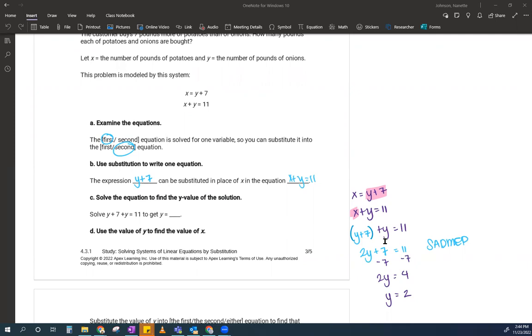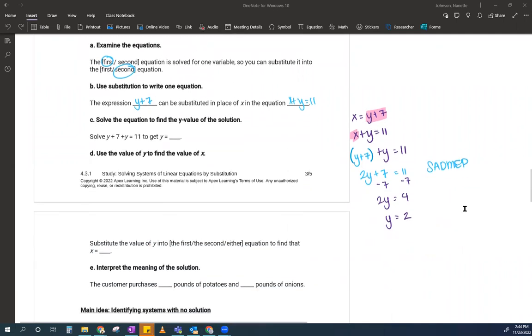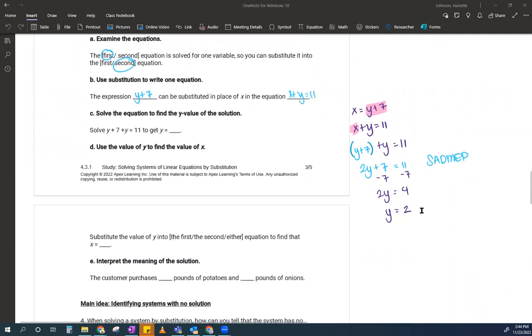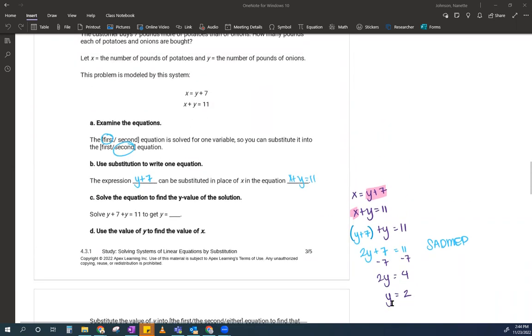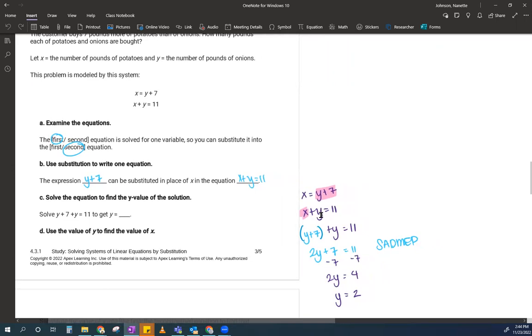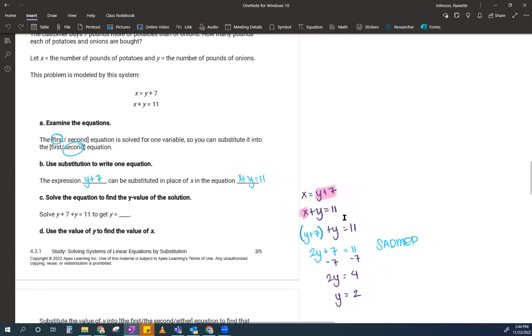Most people will be like, oh my gosh, I'm done. No, you're not. Because they gave me 2 variables, I need to find the value of 2 variables. Because I found Y, I now need to find X. Which variable would you rather use? Again, this is your choice. It doesn't really matter here.